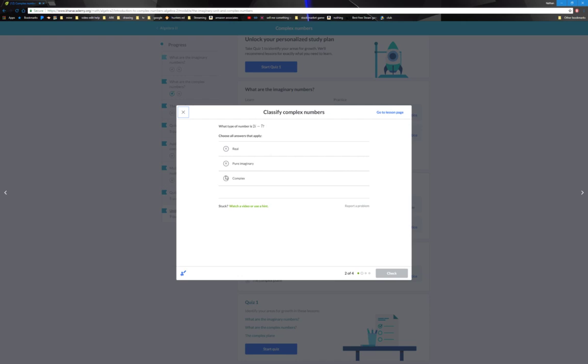Also, this one's similar. It's not a real number because it's got an i. It's not a pure imaginary because this isn't multiplied by i. And we know it's complex because it's got both a real and imaginary part that are being added or subtracted. In that case, they were being subtracted. What type of number is 3 minus 719i? Well, it's not a real number because it has this part. And it's not a pure imaginary number because it has this part. So we know that once again it is a complex number.